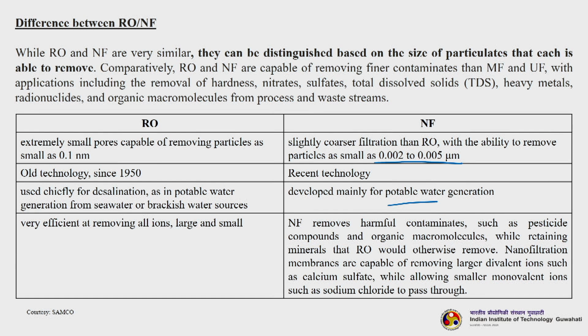RO is extremely efficient in removing all ions, large or small, and NF will remove harmful contaminants such as pesticide compounds and organic macromolecules, while retaining minerals that RO would otherwise remove. Nanofiltration membranes are capable of removing larger divalent ions such as calcium sulfate, while allowing smaller monovalent ions such as sodium chloride to pass through.